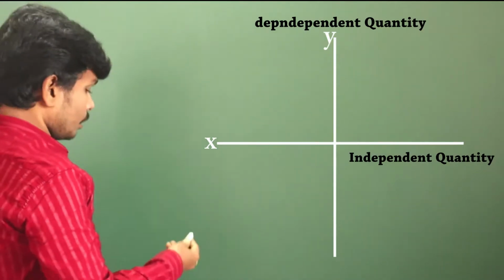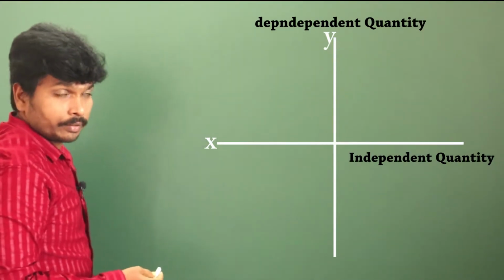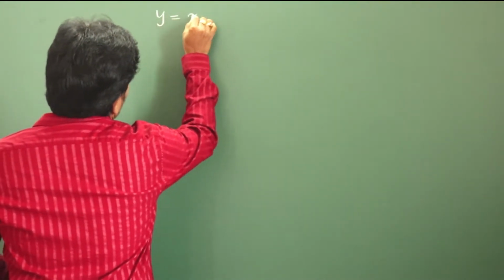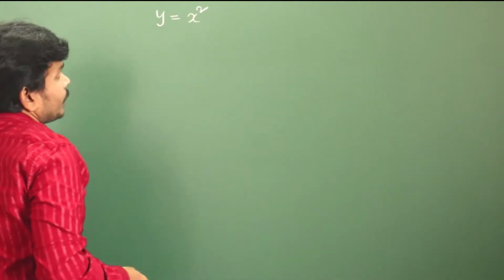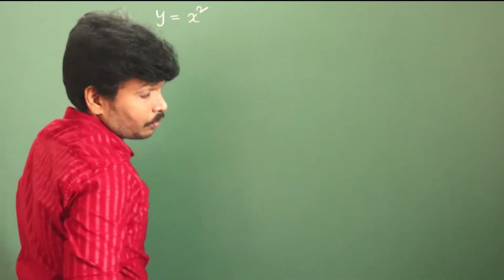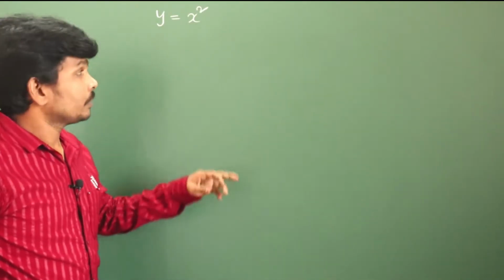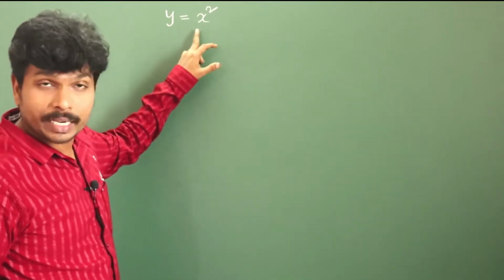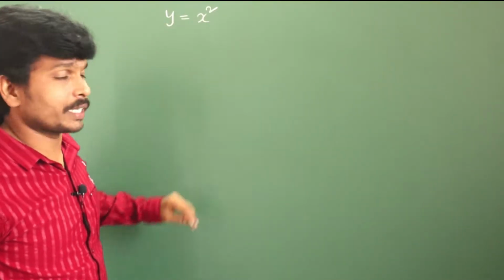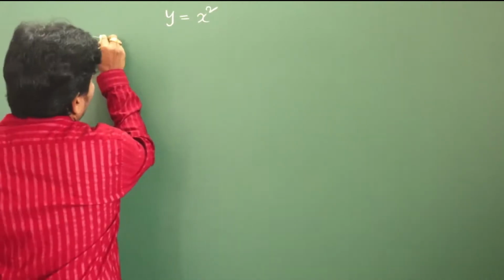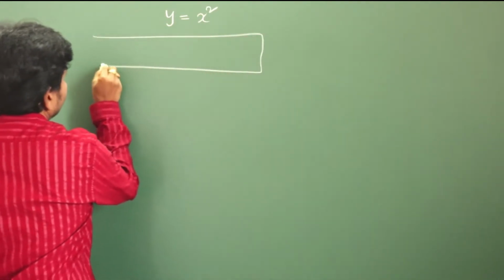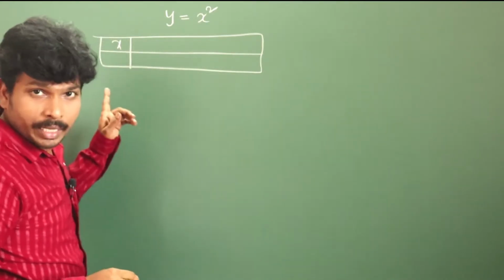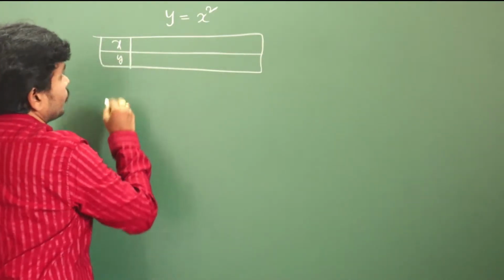Observe here, two quantities I am taking, x, y. Let y equal x square. Here x square is an expression, a quadratic expression or not? Yes, it is a quadratic expression because the x square coefficient is there. Now prepare the table. x is nothing but an input and y is output.